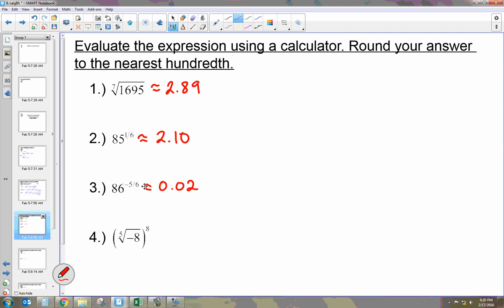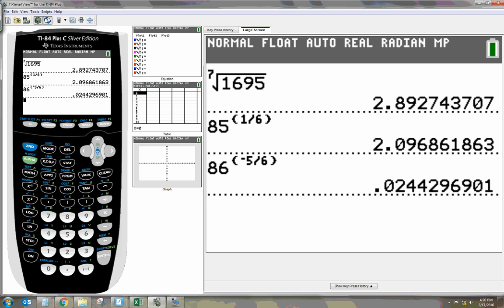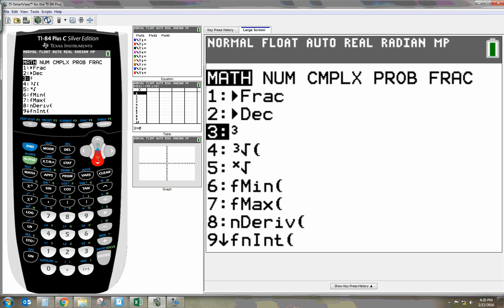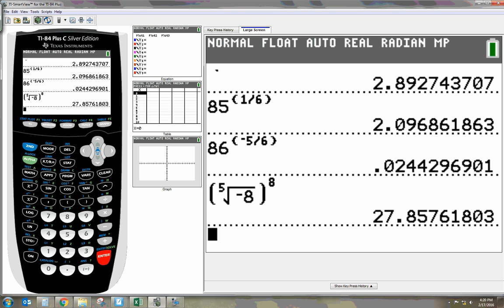And our last one is the 5th root of negative 8 to the 8th. So we're going to do a parentheses first, a 5th root of negative 8, parentheses to the 8. There we go, and we have about 27.86.